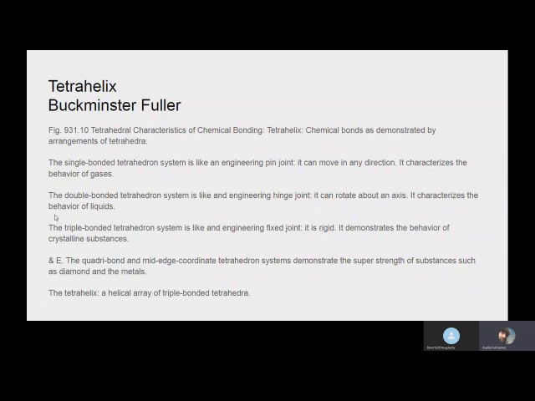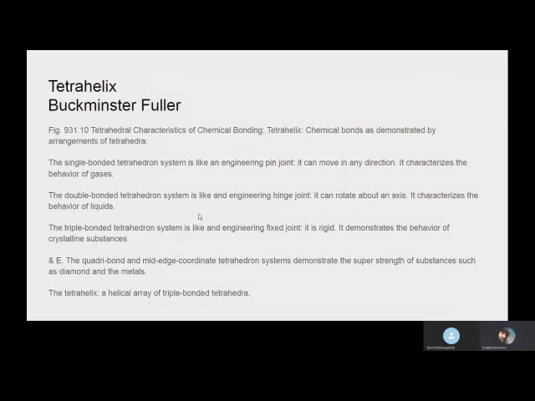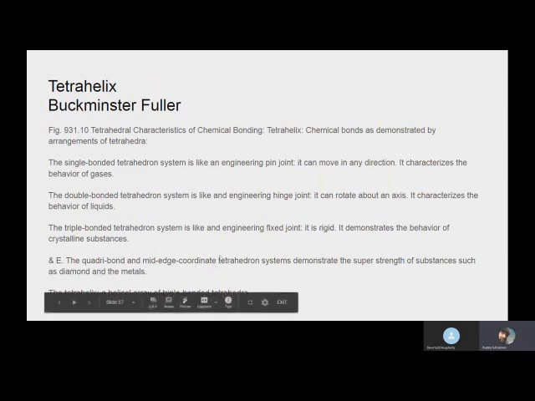The triple bonded tetrahedron system is like an engineering fixed point. It is rigid. It demonstrates the behavior of crystalline substances. So you can see a bunch of these tetrahedrons moving through this, all interconnected with toroidal nodal pinpoints off of the filamental magnetohydrodynamic geometries. All fractality. All of it is phase conjugate. It's golden scaling. It's golden scales of dilating nodes that are pinched and wrapped and rotated and perfectly nested, concatenating cylindrical tubes. So they're counter-rotating also. That's what allows the charge and flow to move through. So the quadrabond and mid-edge coordinate tetrahedron systems demonstrate the super strength of substances such as diamond and the metals.